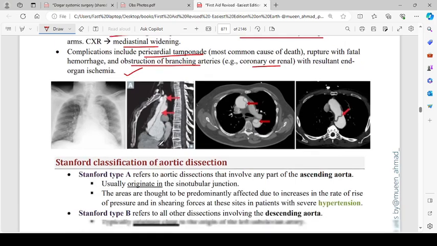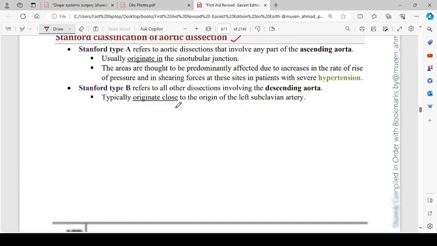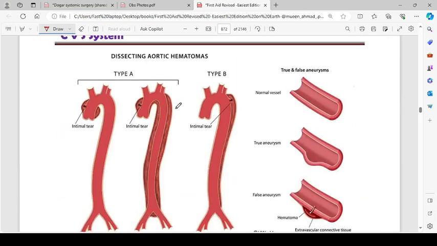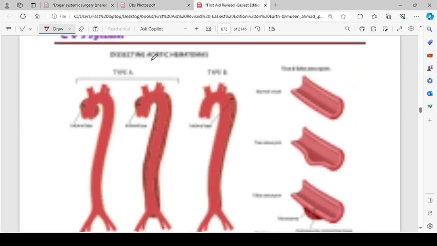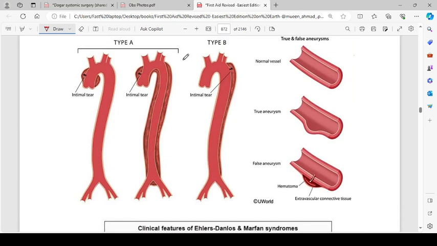Okay, now for the dissection, we have two types of classification: Stanford classification and DeBakey classification. This one is dissecting aortic aneurysm.